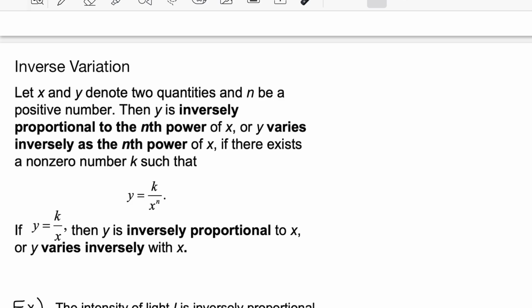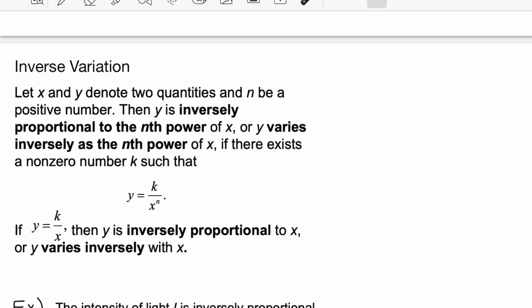So first we'll start out with inverse variation. Let x and y be two quantities and let n be some positive number. Then y is said to be inversely proportional to the nth power of x if there exists a non-zero number k such that y is equal to this here. So if y is equal to k over x, in this case our n is just going to be 1, and we'll say y is inversely proportional to x.